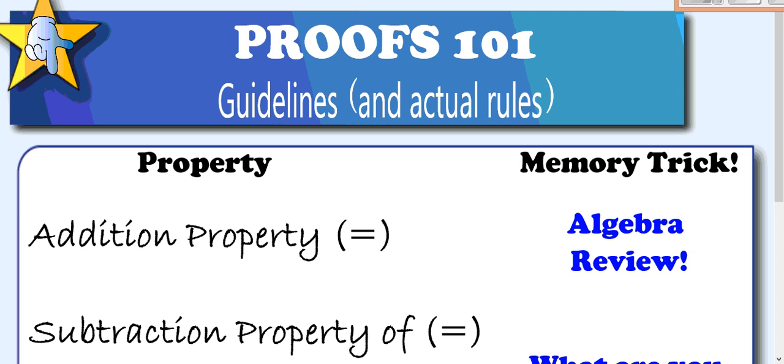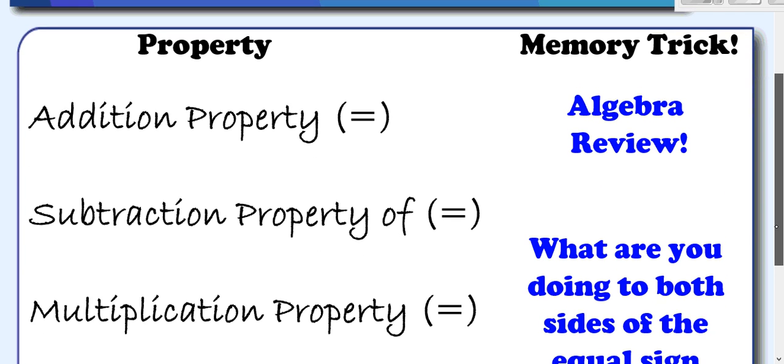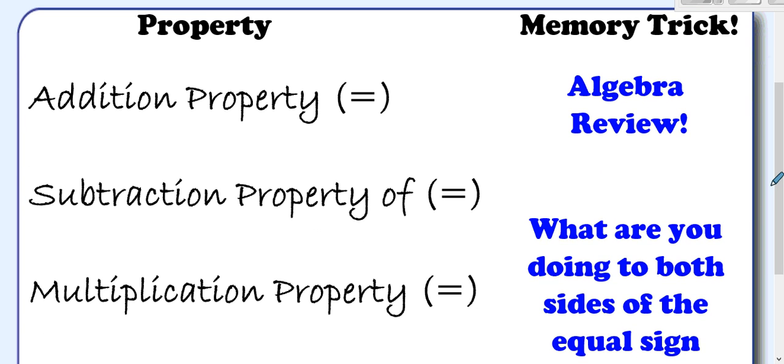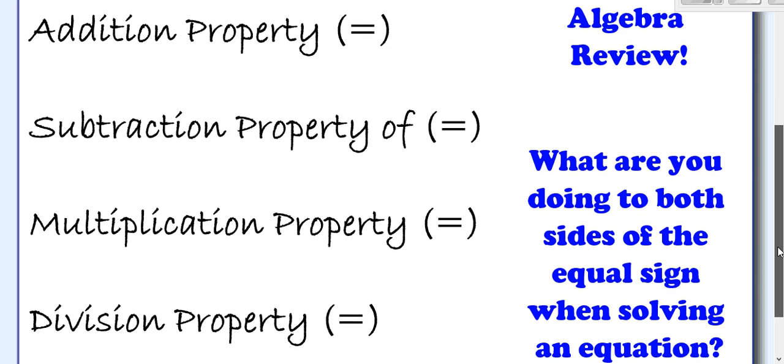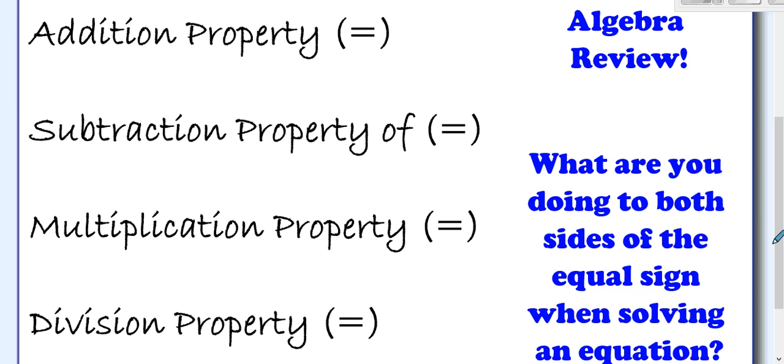So when we talked about a two-column proof, we said you can back up all of your statements with reasons, and those reasons can be properties, theorems, postulates. So here's a bunch of properties that you actually learned in algebra. There's the addition property of equality, or subtraction, multiplication, and division. All four of them are basically the same thing. You maybe don't remember them by name, but you remember how to use them. It's what you do to both sides of the equation when you're solving it out.